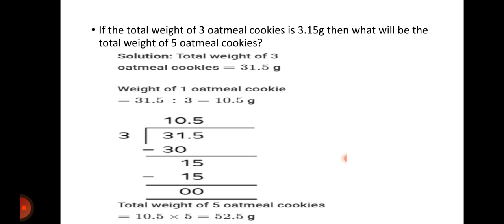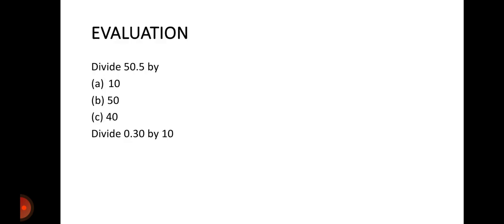the total weight of 5 oatmeal cookies now is 10.5, which is our answer, multiplied by 5. Now we're asking for the weight. Now that we have known that the quantity is 10.5 grams, multiply this 10.5 by the 5, which is the total number. It gives us 52.5 grams, which is the total weight.